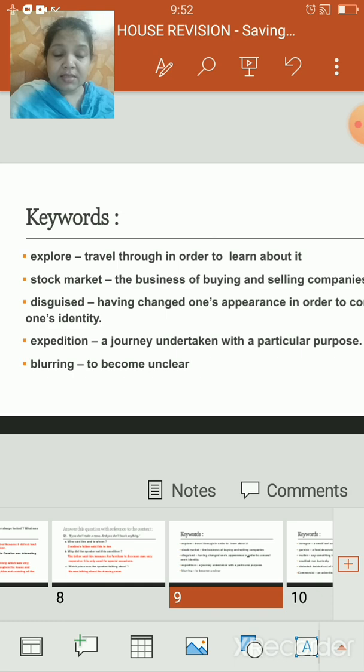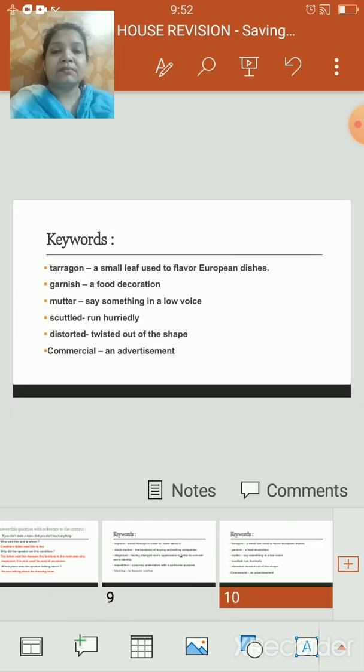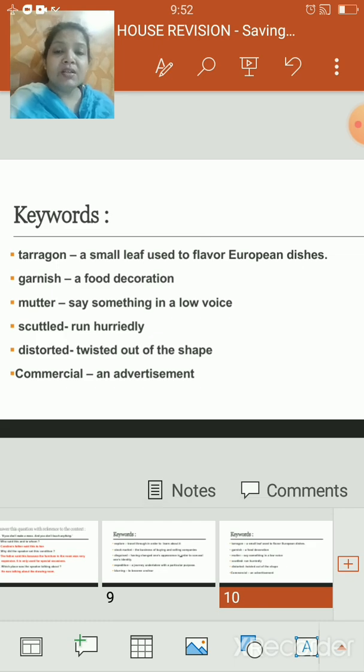Next, disguised means having changed one's appearance in order to conceal one's identity. So this word had come when Coraline was actually watching the television. Right. Next is expedition, which means a journey undertaken with a particular purpose. Blurring. Blurring means to become unclear. Now, there are a few more keywords. Tarragon. Tarragon means a small leaf used to flavor European dishes.